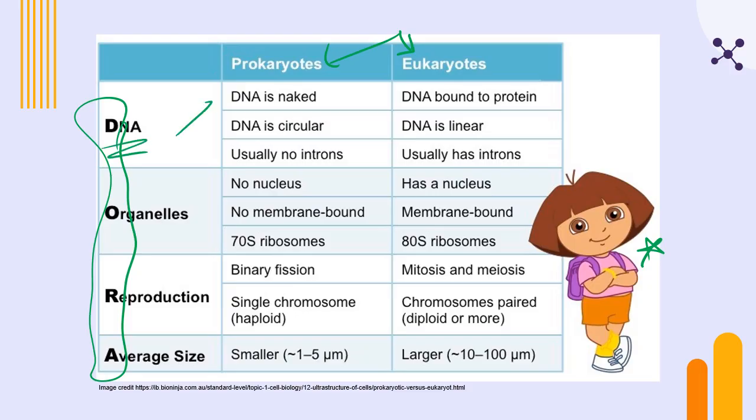Remember that prokaryotic bacterial DNA is naked. It doesn't have any histones, as opposed to our eukaryotic DNA, which is wrapped around those histone proteins. The DNA in bacteria is circular. Our nuclear DNA is linear. We have introns. Bacteria do not. We'll talk about what those introns are a little bit later in the year.